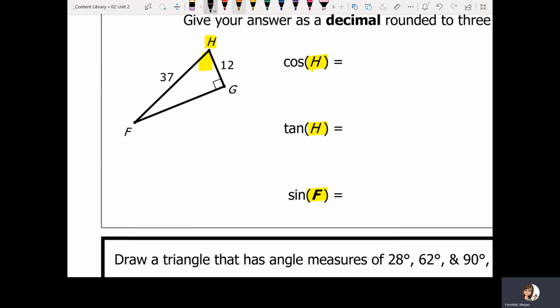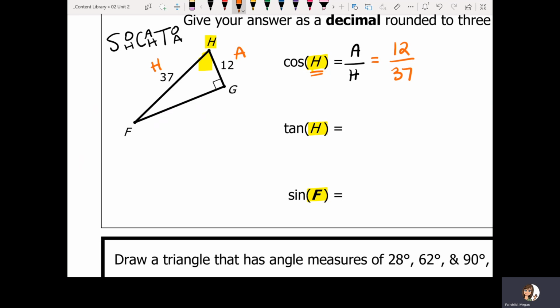I'm getting my random name picker. Lindsay, cosine is what over what? SohCahToa. 12 over 37. Oh, just give me the letters. A over H. Yeah, but you're right. I just want to write the letters first. All right, so cosine is A over H, so she's correct. We're going to label it first just so everybody's on the same page. According to angle H, 12 would be adjacent, right? 37 would be hypotenuse. So like she said, we're going to have 12 over 37.